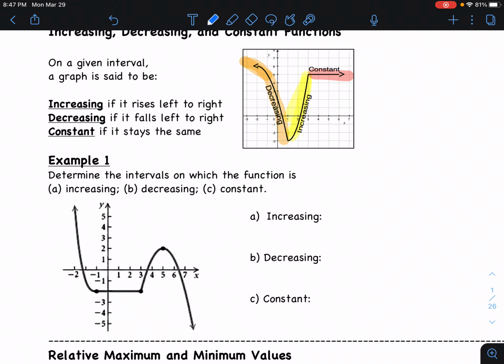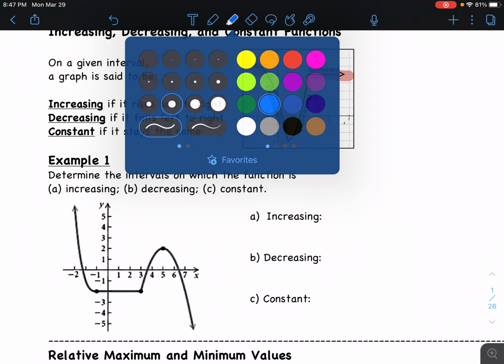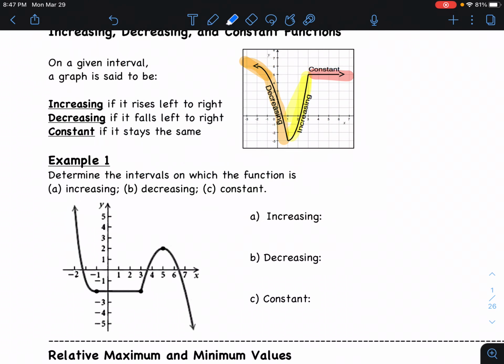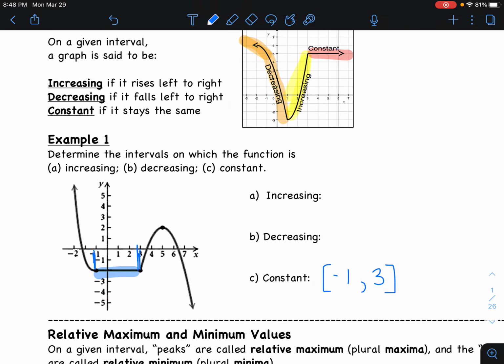So this has to do with the x values, so we're going to name them in interval notation, which you'll see in a second. Now, usually when I start off with these parts, I start off with the constant because it's the easiest to locate. So I go, okay, constant is this little flat portion right here. And I look and I go, what x values does that cover? That goes from -1 to 3. So I go -1 to 3. Notice I put squared brackets on both of those numbers. That's because it includes -1 and 3.